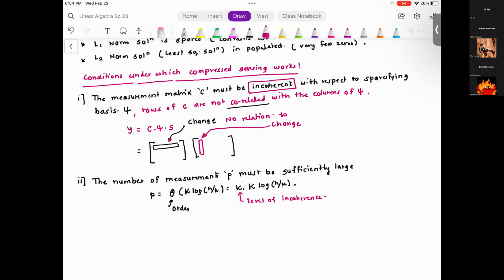Now, what does that mean? If you were to look at this particular problem purely from the linear algebra angle, one thing that stands out is this matrix, which is C times psi. This matrix is a unitary matrix, or it's a unitary transformation.